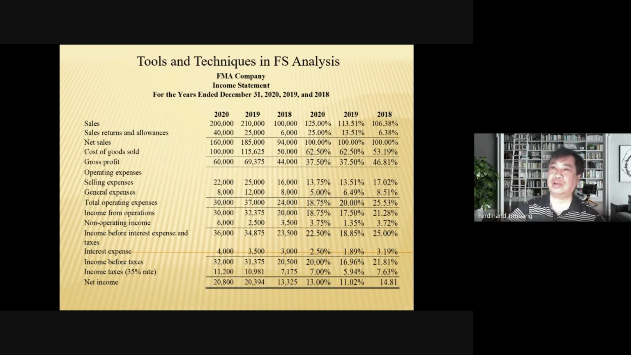Okay, so for this one, this is the income statement. So ang ating significant item is the net sales. Kaya ito yung 100% naman. And then everything should be compared against this one.